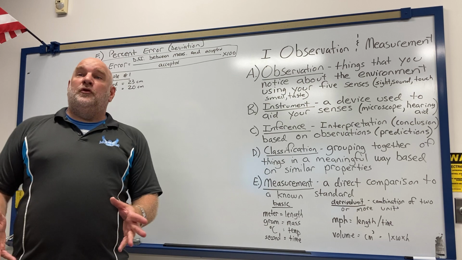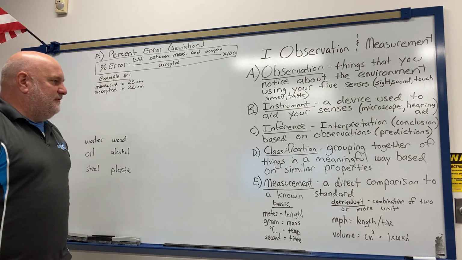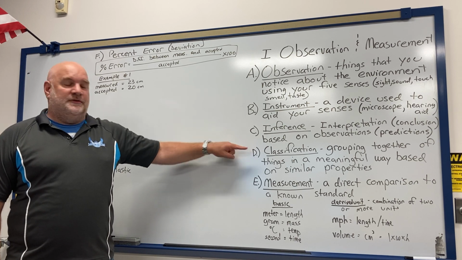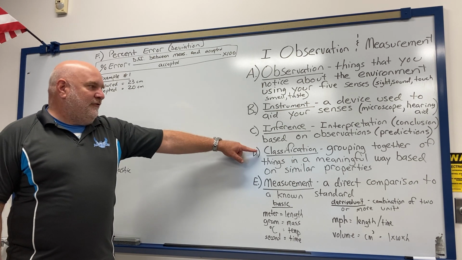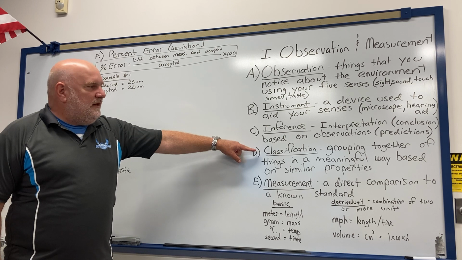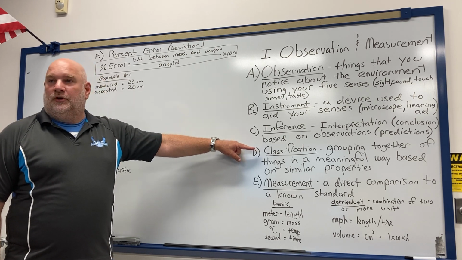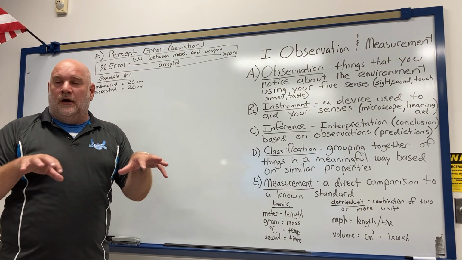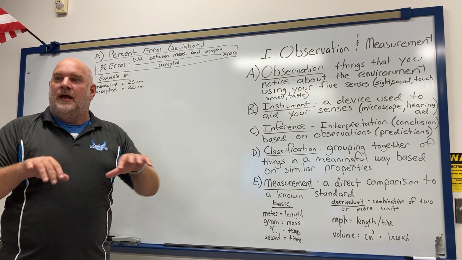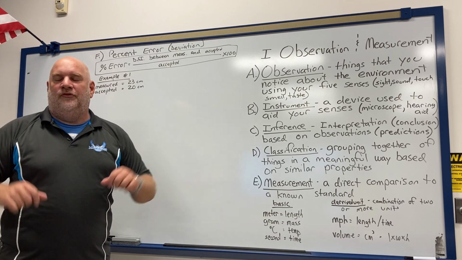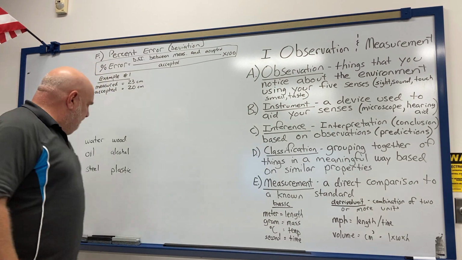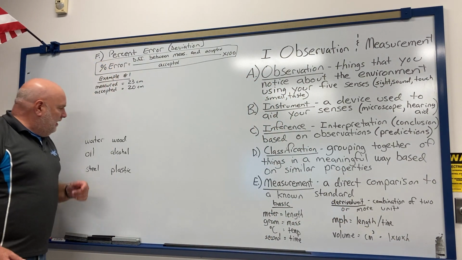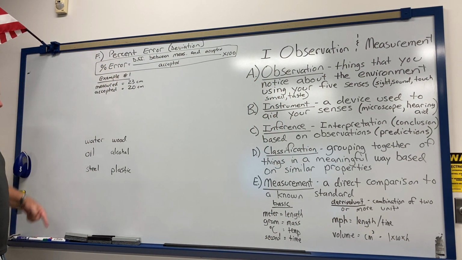All right, another thing that can be done after you make a bunch of observations is you can classify things based on those observations. All right, so classification is grouping together things in a meaningful way based on similar properties. All right, so you find similarities between objects or between things, and then you put them in groups based on those similarities. So a real simple example right over here, let's say I have these 6 materials right there.